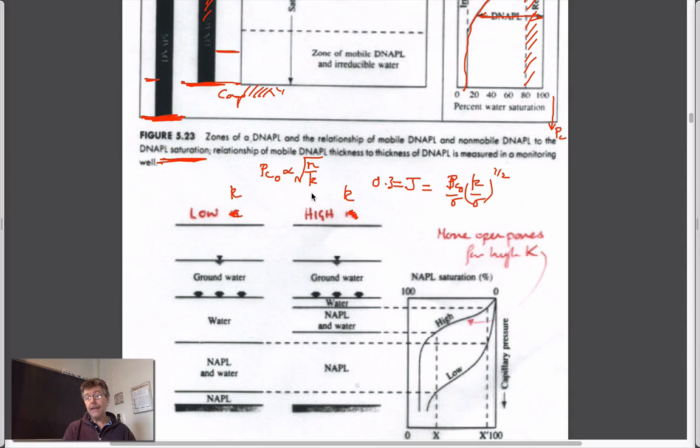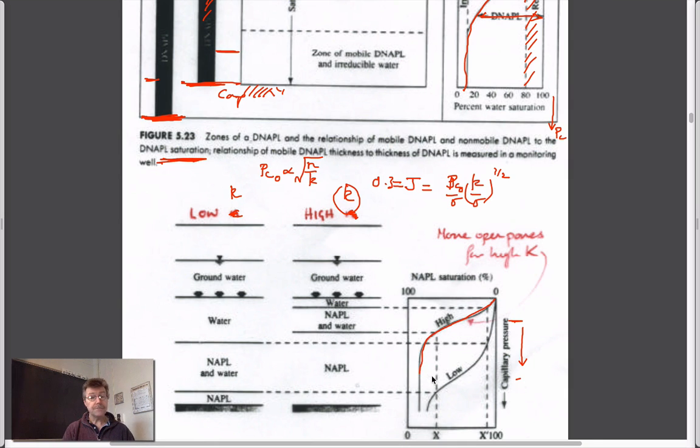So a high permeability would mean a low capillary pressure. And so it would be really easy for DNAPL to get into the system at very low capillary pressures. And so since capillary pressure increases as you go down, if you have something with high permeability, it would be invaded at a very low capillary pressure, here rather than here. And so you'd expect that the saturation versus depth profile would look like this.